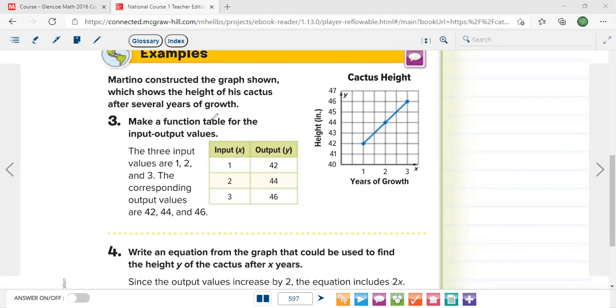Make a function table for the input-output values. Very easy, just take this point, it's 1 and 42. So you put 1 in the input, which is x, and 42 in the output, which is y. We have also this point, which is 2 and 44. So you put 2 in the x, 44 in the y. The third point is 3 and 46. So you put 3 in the x and 46 in the y. This is how to make a table for the function.